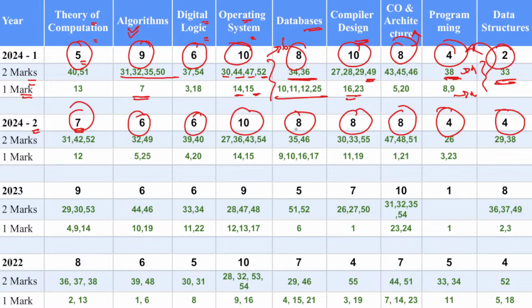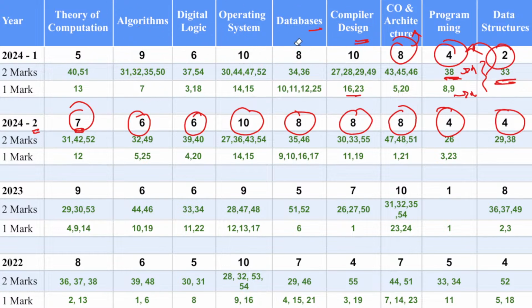So database, if you talk, so I will clear this out so that there should not be any confusion while analyzing the GATE 2024 paper 2. And database is 8, 35, 46, 9, 10, 16, 17. This 8 also, 30, 33, 55. And for 1 mark, it is 11 and 19. For COA also, you can see that 47, 48, 51, 1 and 21 came. Okay. For 2 marks, these were the questions which came.